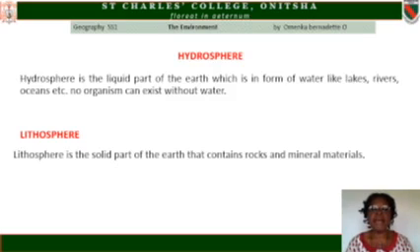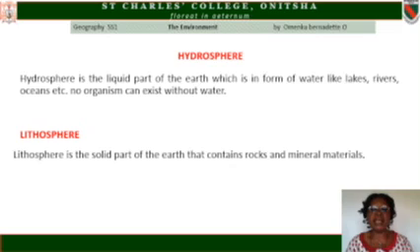the hydrosphere, which is the water component. Hydrosphere is the liquid part of the earth, which is in the form of water. Different forms of water like lakes, rivers, oceans, ponds, etc. No organism can exist without water. Water, as we know, occupies the largest part of the earth. It occupies 70% of this earth. The solid part is only 30%. And this is what we call the hydrosphere.